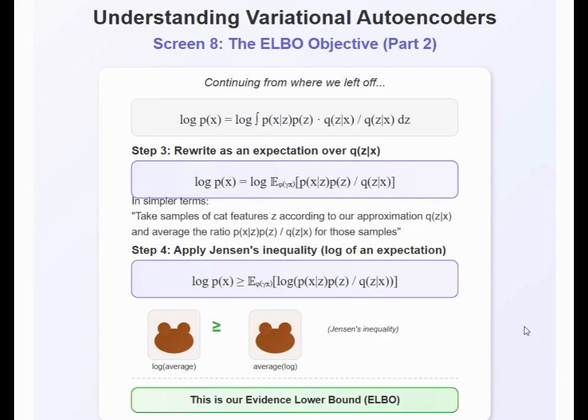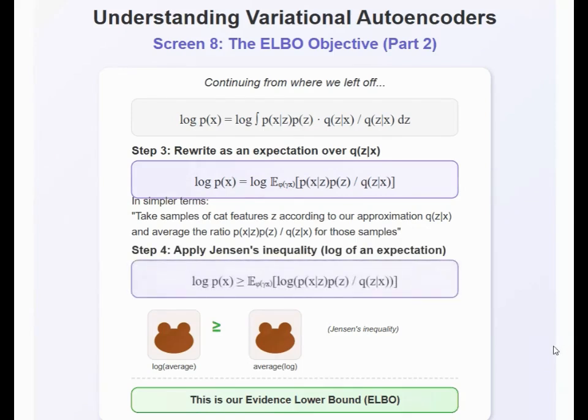Log of expectation of x is greater than or equal to expectation of log of x. This gives us log p of x is greater than or equal to the expectation with respect to q of z given x of log of p of x given z times p of z divided by q of z given x. The inequality is illustrated with our CAD diagrams. Log of average is greater than or equal to average of log. This is Jensen's inequality, a fundamental result in mathematics that holds because the logarithm is a concave function.